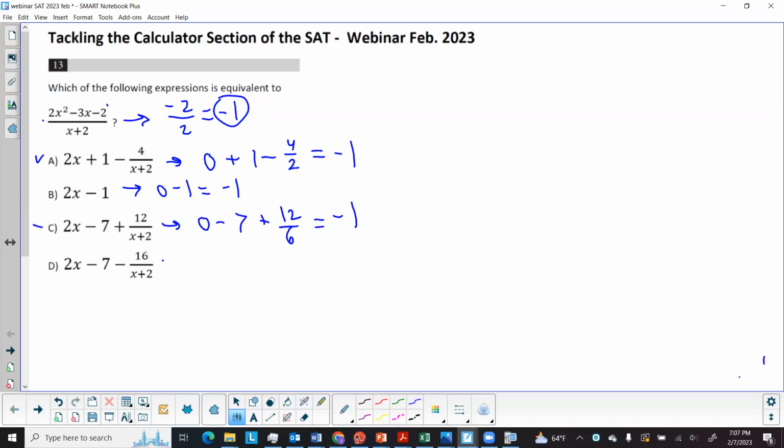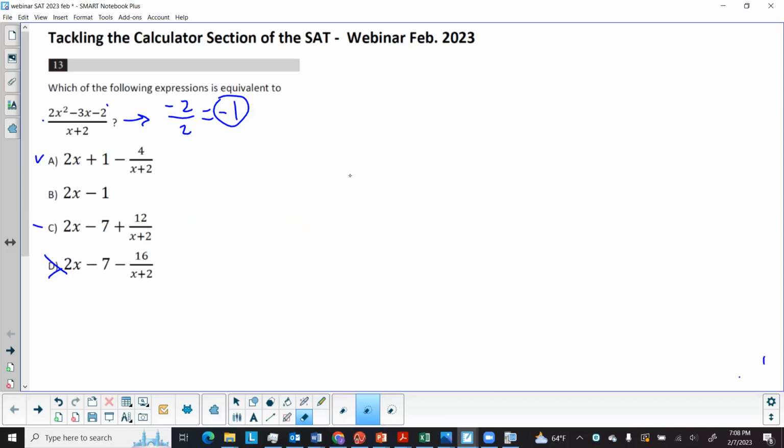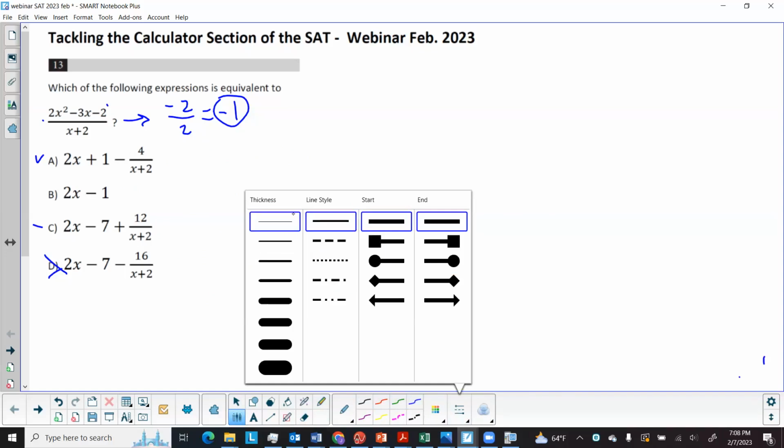Hopefully one of these eliminates. This would be 0 minus 7 minus 16/2 or -8. That's definitely not the answer. So by plugging in 0, we've eliminated one answer. Again, what I like about this is it's a backup plan, something that could work if you're not sure what to do with a problem. It's just, okay, let's just plug in 0.